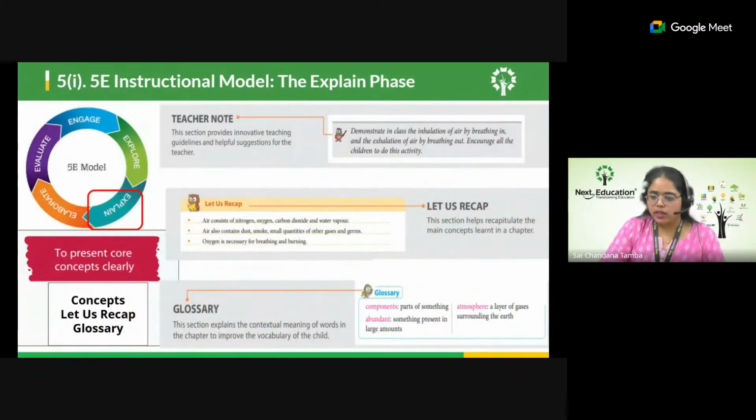And also the teacher's note, there are certain instructional pieces of advice given to the teachers at the end. So at the end of certain concepts or activities, there is additional content which the teacher can teach to the students, or there's a small activity given for the teacher, so that if she performs that particular activity, students will be able to understand that concept better.